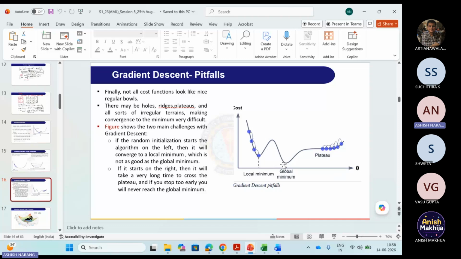So how to reach this global minima? That is a drawback of the gradient descent algorithm: you can converge to a local minima, while the global minima can exist somewhere else. That is a pitfall of the gradient descent algorithm in simple terms, right? Does that make sense?